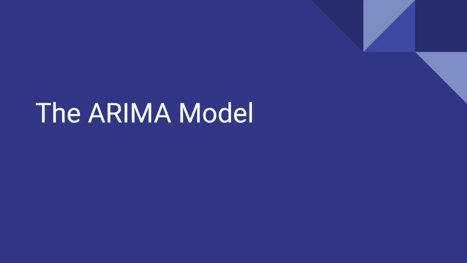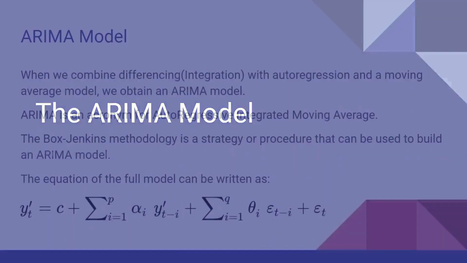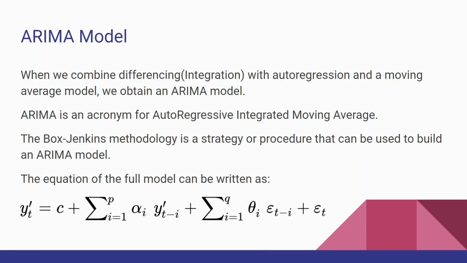In this video, we'll be looking at the ARIMA model. When we combine differencing, which comes under integration, with autoregression and a moving average model, we obtain an ARIMA model. We'll look at differencing and integration later. ARIMA is an acronym for Autoregressive Integrated Moving Average. The Box-Jenkins methodology is a strategy or procedure that can be used to build an ARIMA model.